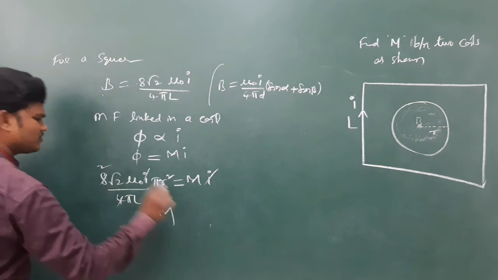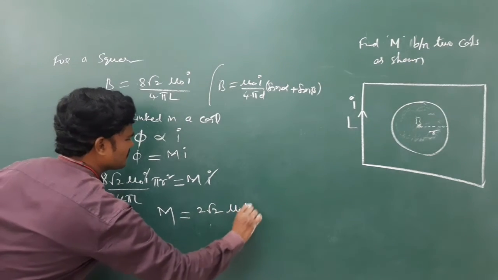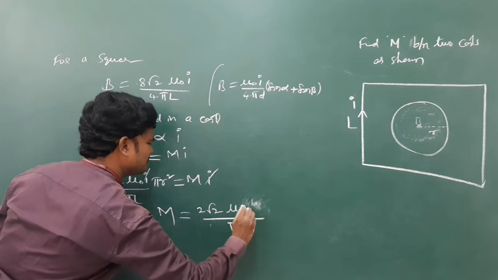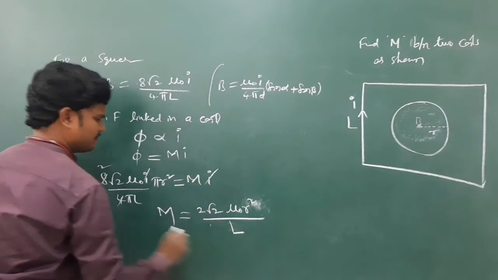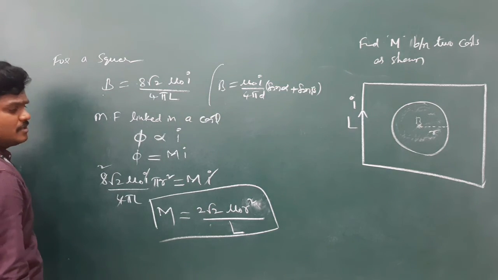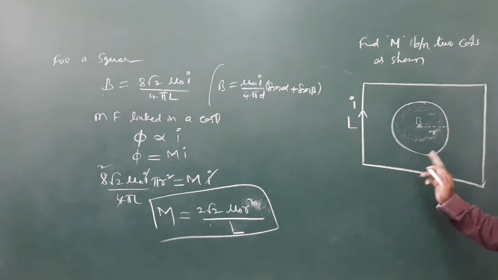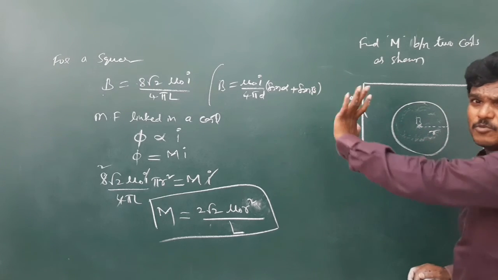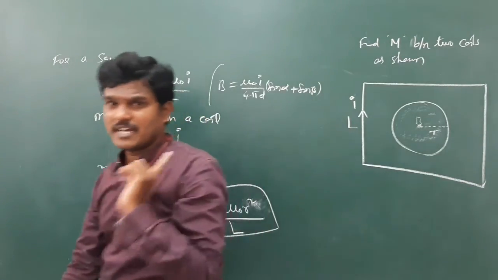4 and 8 gives 2. You will get 2 root 2 mu naught pi r square. Pi gets cancelled. 2 root 2 mu naught r square by L. See, this is the mutual inductance between these two. Same like two circular coils. But here I used a formula: field at the center of the square is 8 root 2 mu naught I by 4 pi L. So recall this formula. It is covered in moving charges and magnetism.